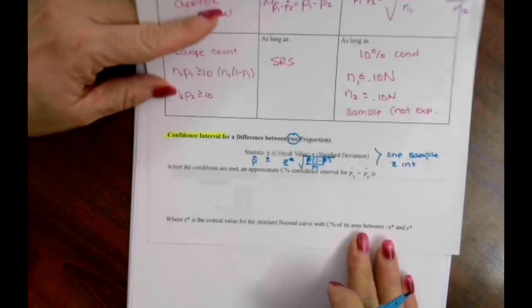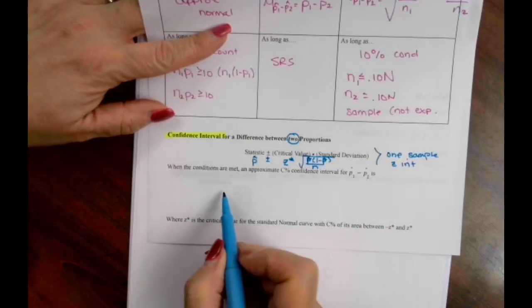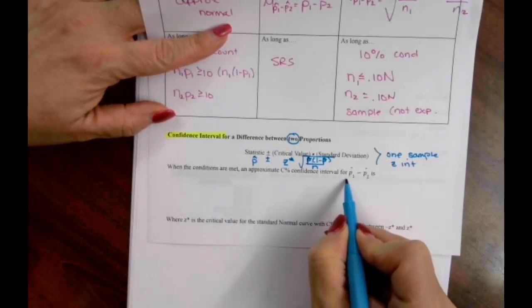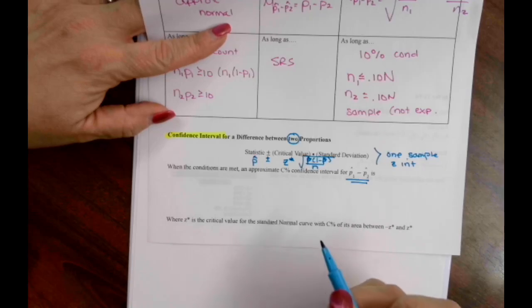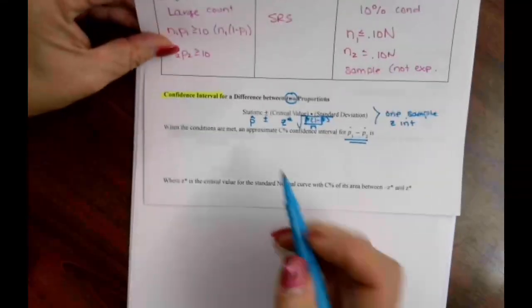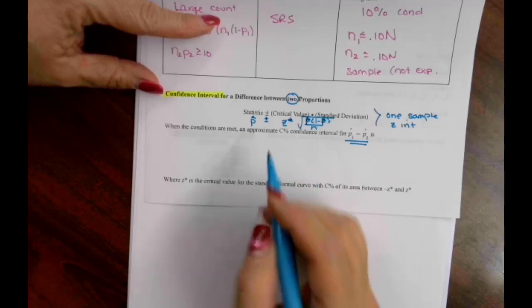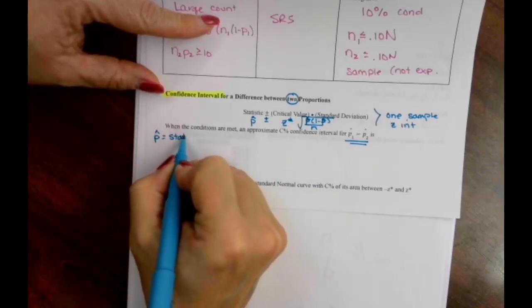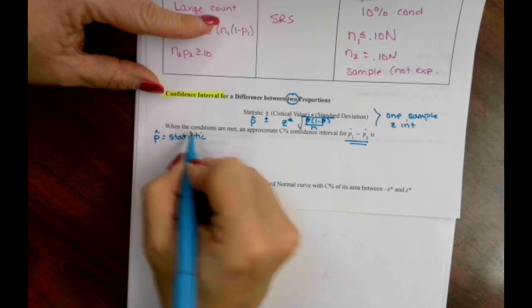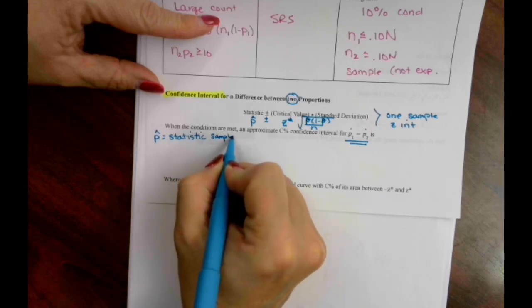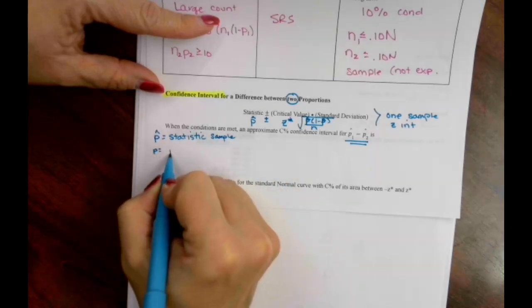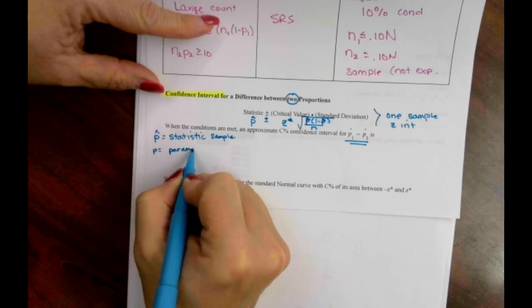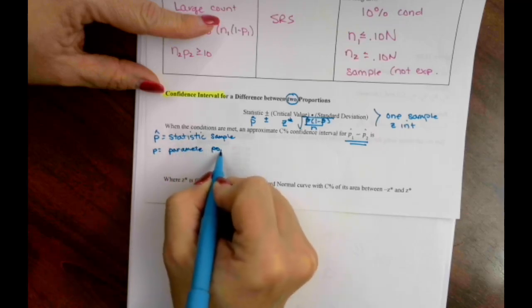Okay, so when the conditions are met, now we're going to use this as a difference. This is the difference between the two. So we're going to pull the stuff that we did with our sampling distribution down here for our confidence interval. Again, we know this, but p hat is the statistic, and this comes from our sample, and p is our parameter, and this comes from our population.